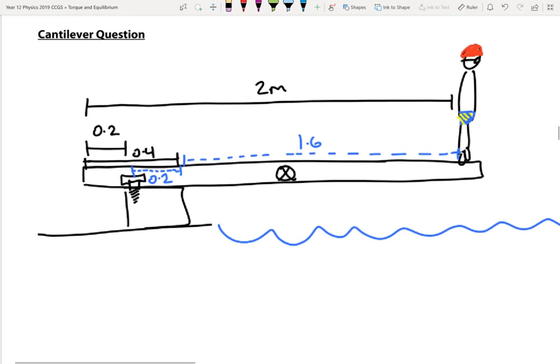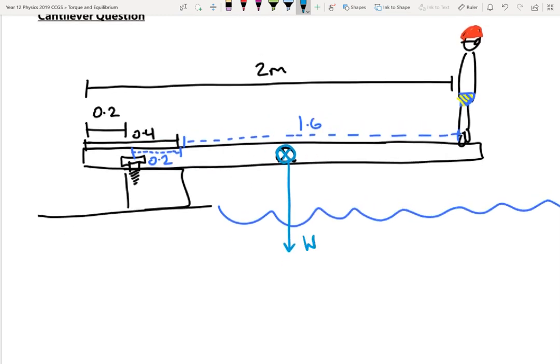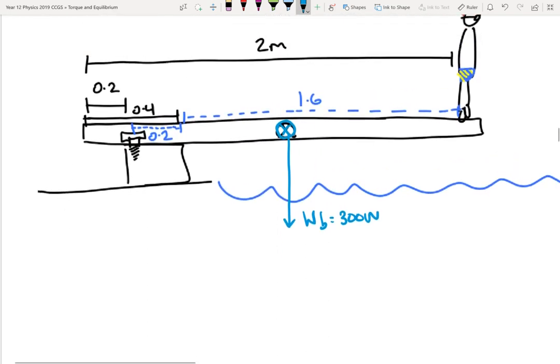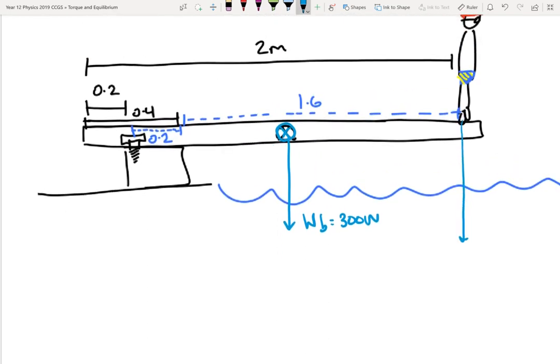Let us consider the Christchurch swimmer. All right. Now, let's suppose I've got some values to throw at you. Let's suppose that the center of mass is here and the weight of the board is 300 newtons. That's an N for newtons. The weight of the swimmer, the person, is 500 newtons.